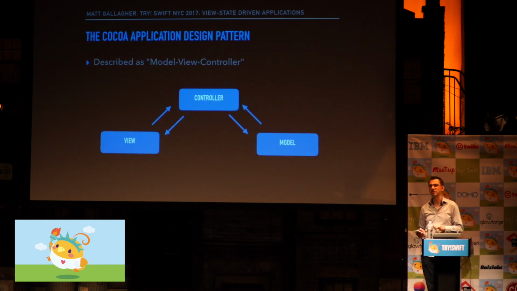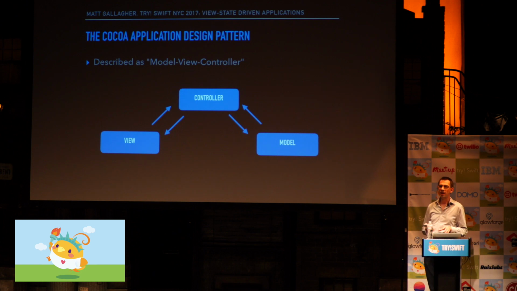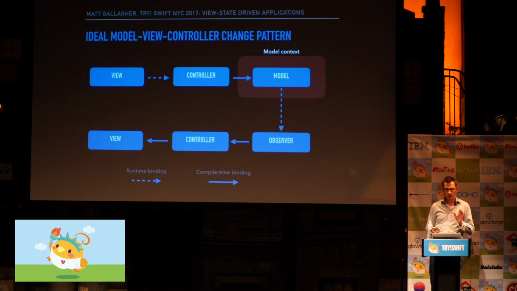But I'm not going to start talking about view state. I'm going to start talking about the standard Cocoa application design pattern. You've probably seen diagrams like this one here that Apple used to demonstrate Model View Controller. But that's not incredibly helpful for this. I'm instead going to focus on a slightly different pattern, which is how does a change flow through an application that follows this pattern? Ideally, what is the Model View Controller change pattern?